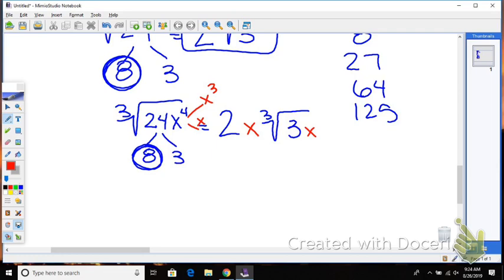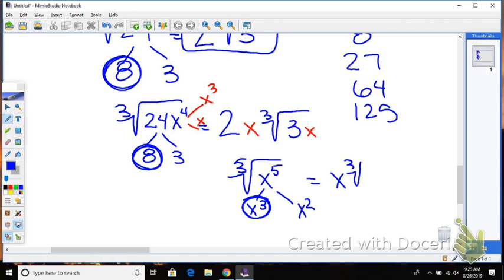So let's do this next one. I'm going to change this up. I have the cubed root of, let's just say, x to the 5th. We're going to break this down to x cubed, because that is the root that we've got. So that is x cubed and x squared. What's the cubed root of x cubed? x. So I have an x on the outside, and I'm left with x squared on the inside. Whatever root you have, that's what you break it down to.